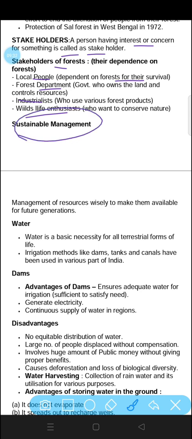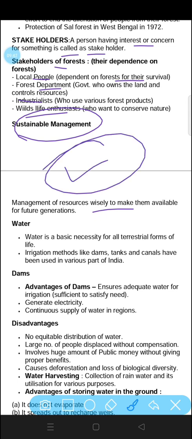So sustainable management should be there, management of resources wisely to make them available for our future generation. We should use the natural resources wisely so that we can conserve them for our upcoming generation. So that's all about this chapter.